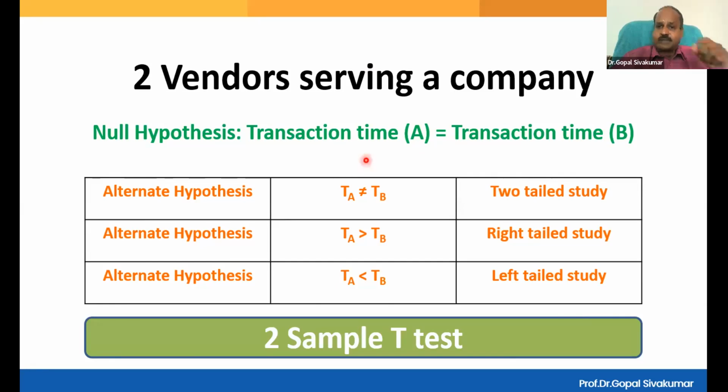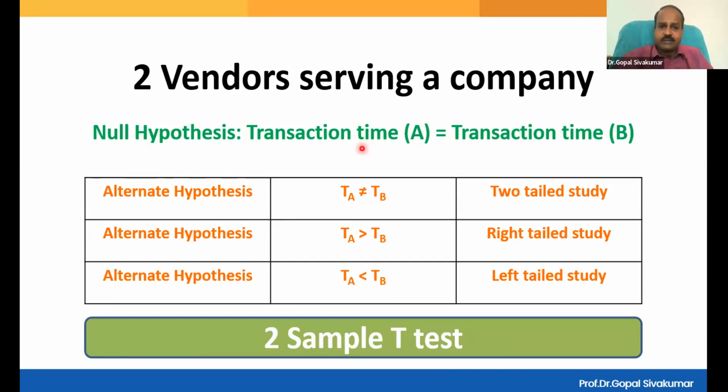Null statement: the transaction time of vendor A is equal to vendor B. But ultimately, I wanted to find out whether a difference exists. If a difference exists, whichever vendor is performing better, I will work with them, and the other one, I will disconnect the contract. Now you are comparing one vendor against another vendor.